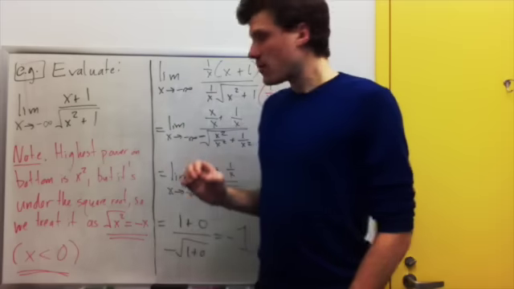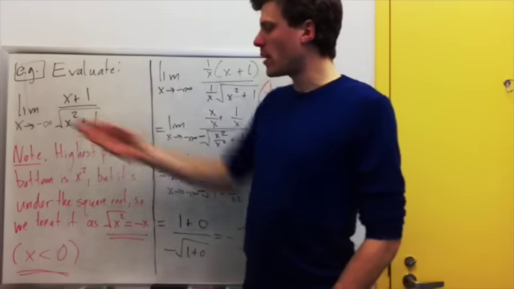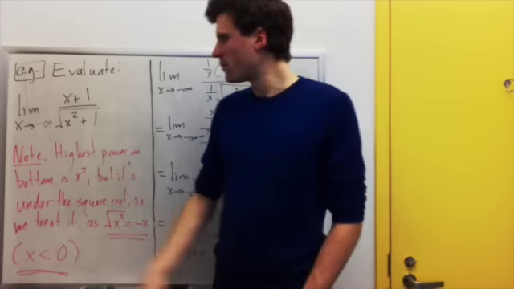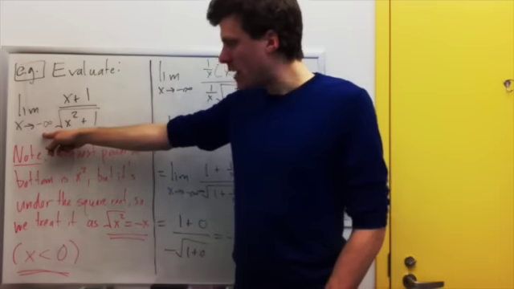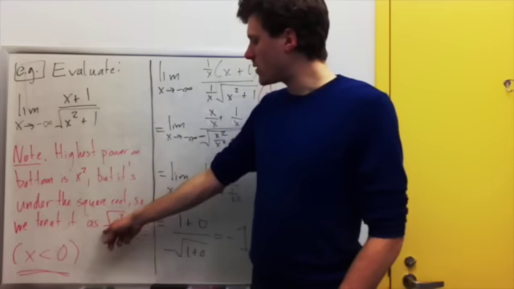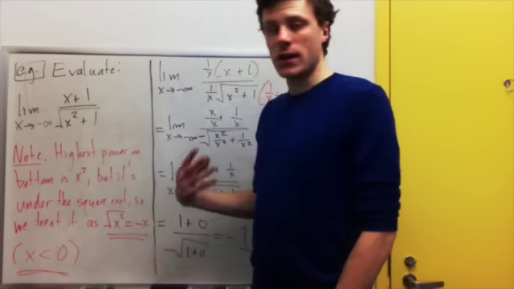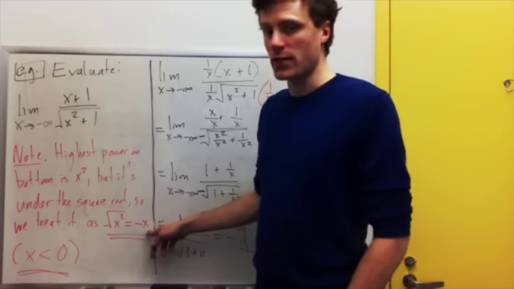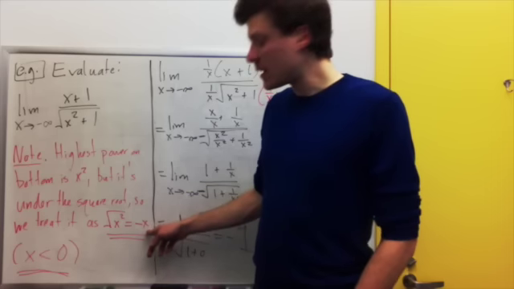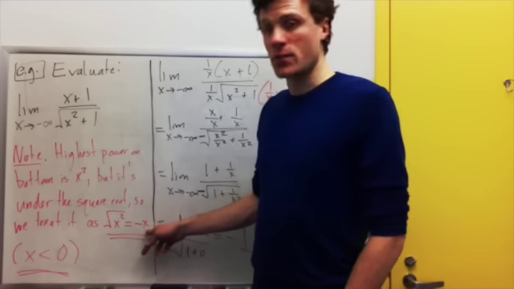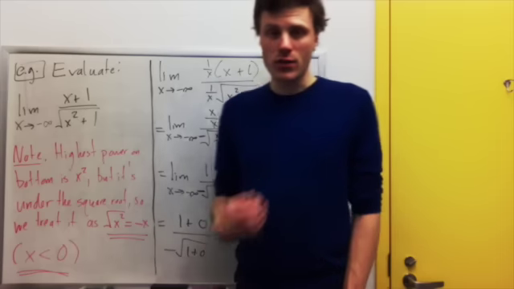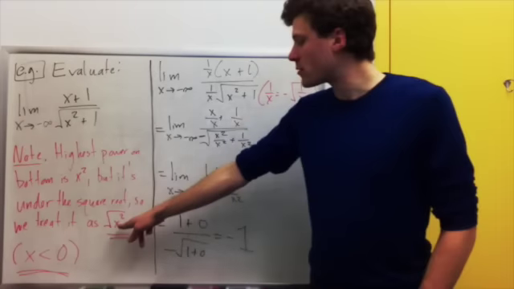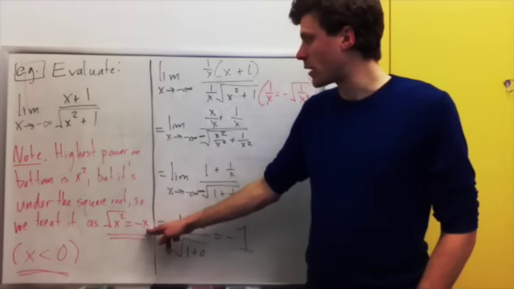Let's do the same problem, except let's let x go to negative infinity. Now we're going to do the same thing. The highest power on the bottom is x squared, but it's underneath the square root, so we're going to treat it like the square root of x squared. However, as x goes to negative infinity, when I take the square root of x squared, I have x negative. The square root of x squared is going to be the negative of x. Why? If x is negative, then the negative of x is positive, and the square root is always the positive square root. So since x is less than 0, the square root of x squared is negative x.